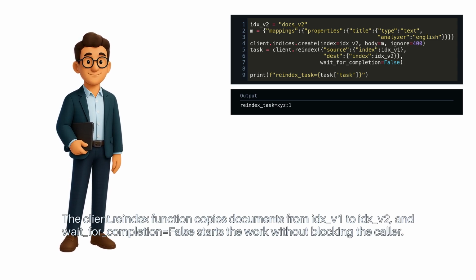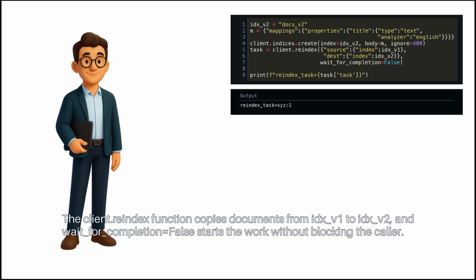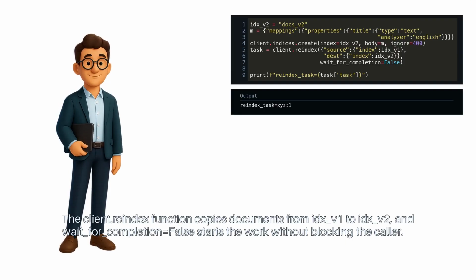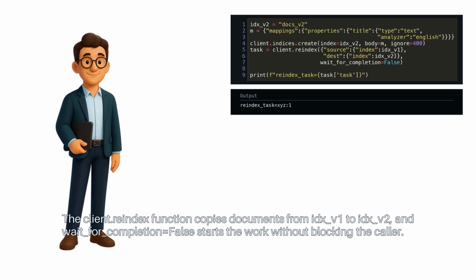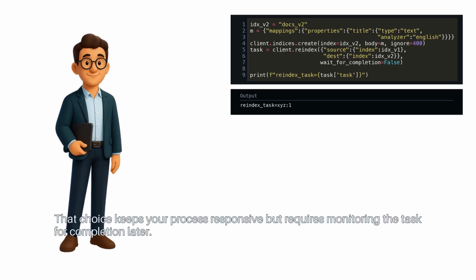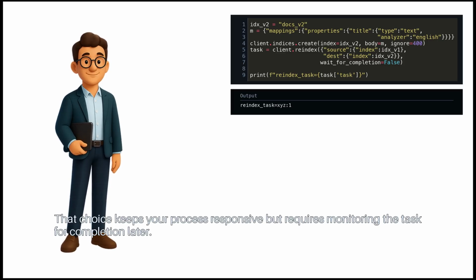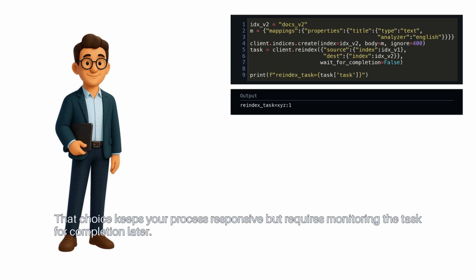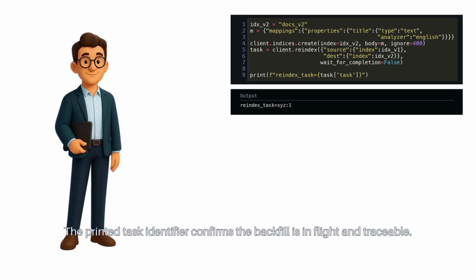The client.reindex function copies documents from IDX v1 to IDX v2, and wait for completion false starts the work without blocking the caller. That choice keeps your process responsive but requires monitoring the task for completion later. The printed task identifier confirms the backfill is in flight and traceable.